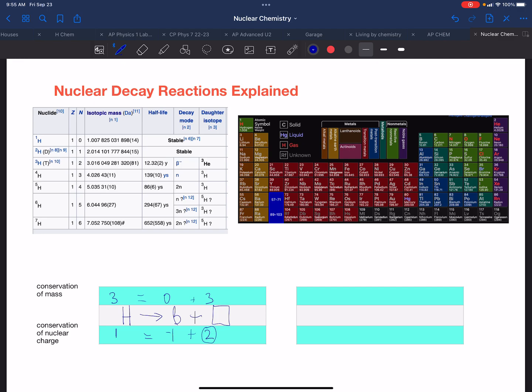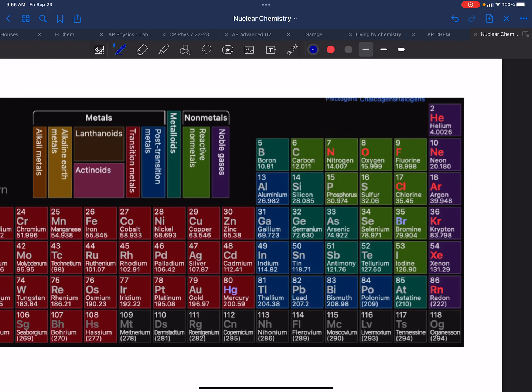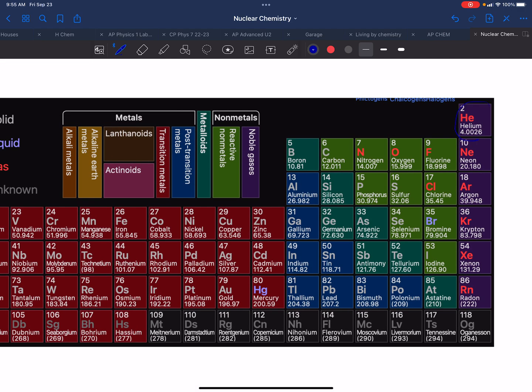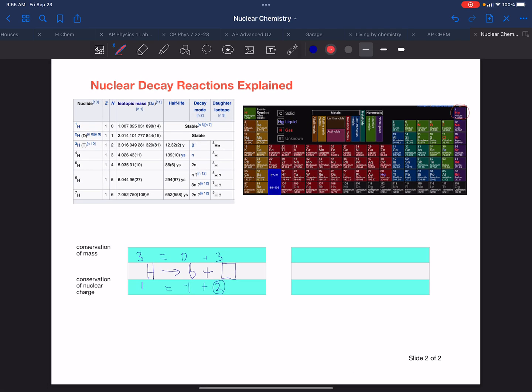Well, when we look at the periodic table, the element with the number 2 is helium. So our daughter product is helium-3. And if you notice, that's what we were given up above. But it's a simple matter to keep track and do the accounting of the nuclear charge on the bottom and the mass on the top.